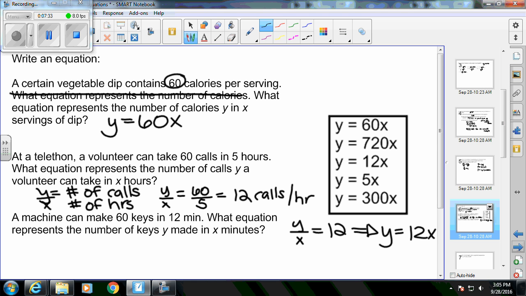So on this one, we had to find the constant of proportionality. On the first one here, they gave it to us. So I want you to try the third problem, and then we'll come back and check it.